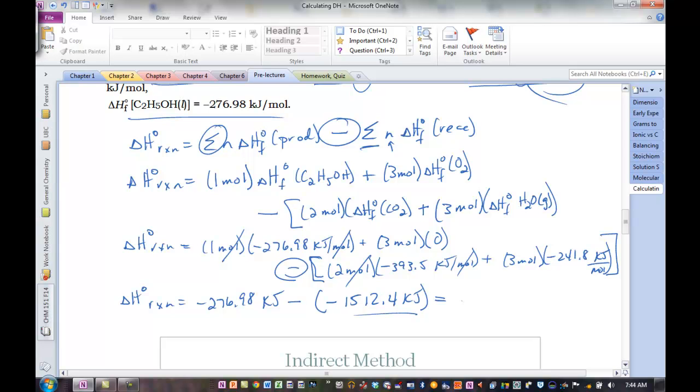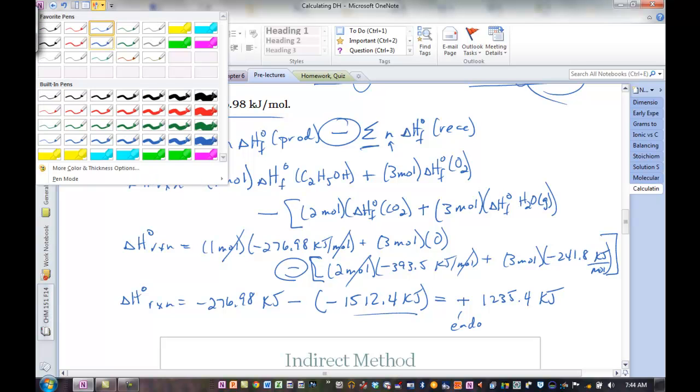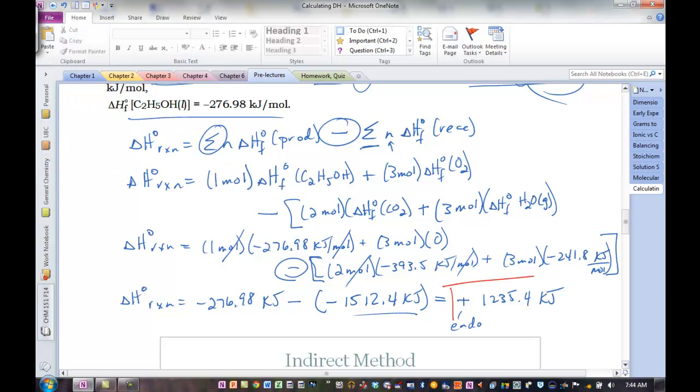Looks like we're going to get a positive, so this would be endo, right? Heat absorbed, 1235.4 kilojoules. So that's the delta H for that reaction. It's an endothermic reaction; that reaction will have to absorb that amount of heat for it to proceed.